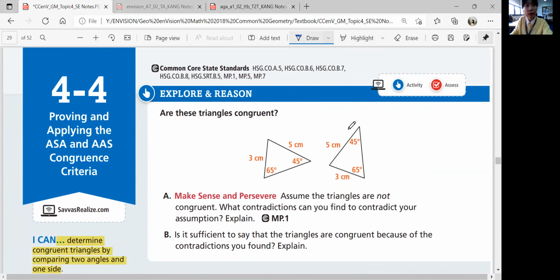Let's look at exploring reason. Are these triangles congruent? Using only the angles and sides marked in the diagram, can you prove the triangles are congruent? No, the angle is not known between two given sides, so we cannot use SAS. We can't use SSS either since only two sides are known. So what do we do? What information do we need?